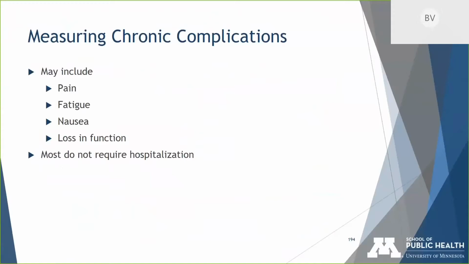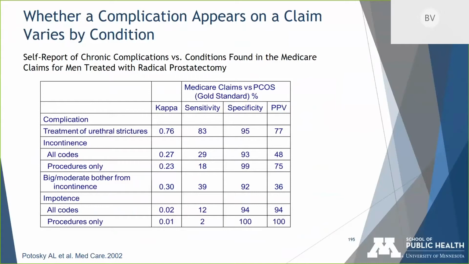they even mention it to their provider, but it never gets coded within the healthcare claims because it doesn't matter for payment. Remember, when providers are billing, they're not necessarily thinking of researchers that are going to want to use this data to figure out the complications. They're doing it to be paid. So whether a complication appears on a claim will vary by condition.